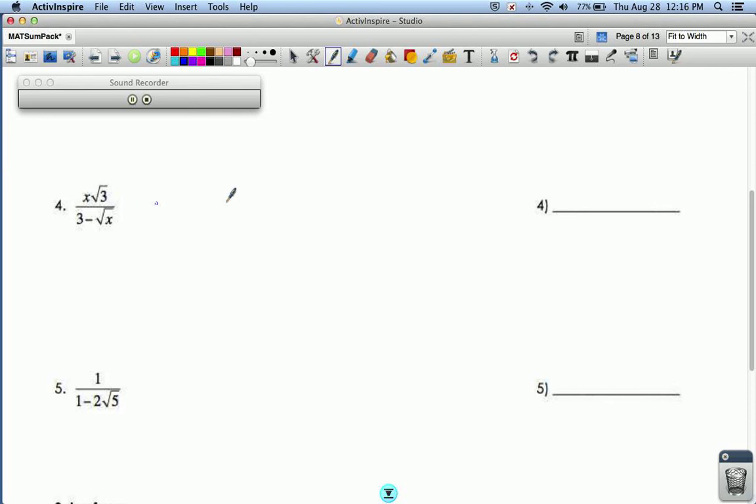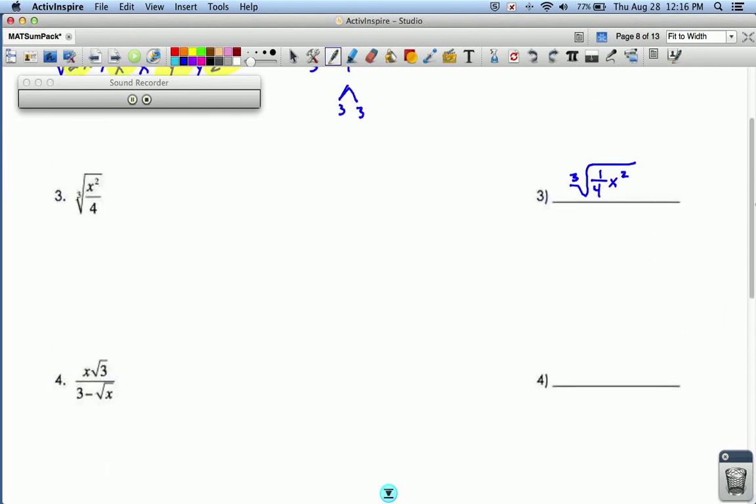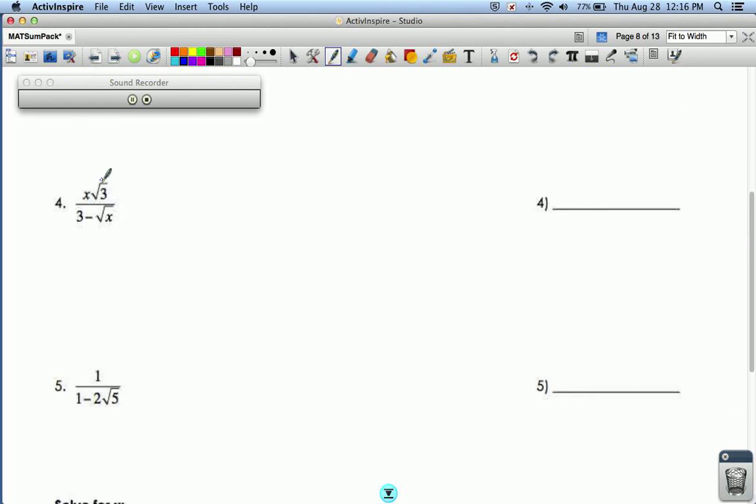Now this one certainly, and maybe that's where they're going here, if we want to rationalize that problem. But this one we're certainly going to rationalize. Multiply by the conjugate, which would be 3 plus root x over 3 plus root x, right? This is nothing more than a fancy form of 1 that I've multiplied by. We're allowed to multiply anything by 1. So our new numerator is 3x root 3 plus x root 3x.